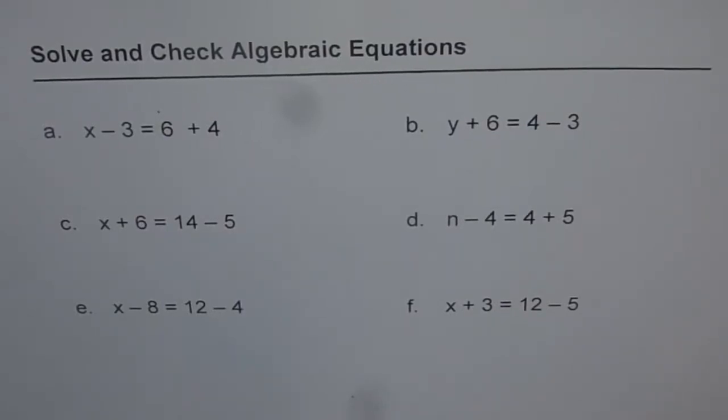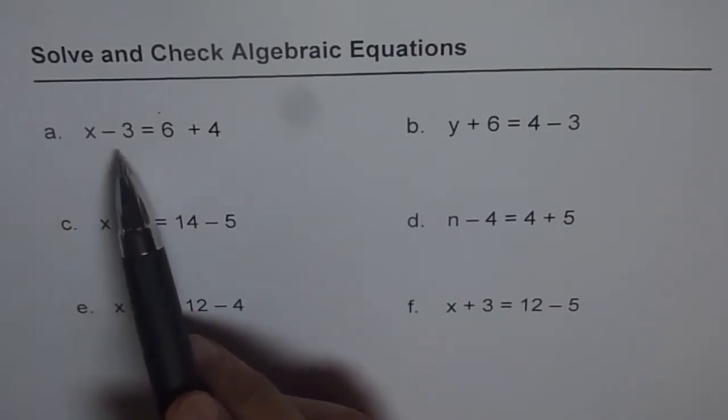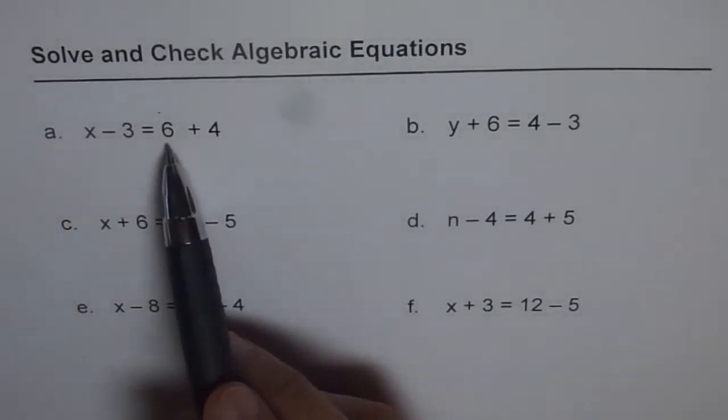Let us see how to solve and check algebraic equations which are slightly bigger than what we were dealing with. So we have 6 of them here. I will do a couple of them for you and the rest is for you to practice. Okay. So A is x minus 3 equals to 6 plus 4.